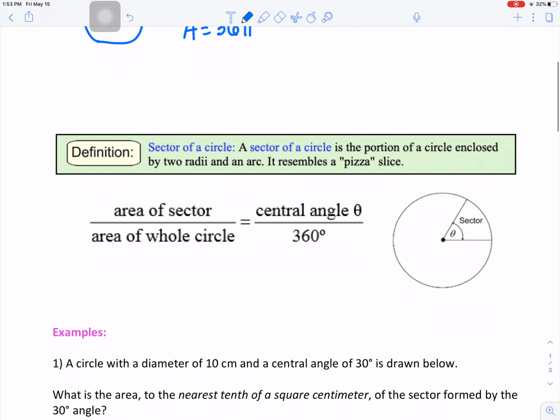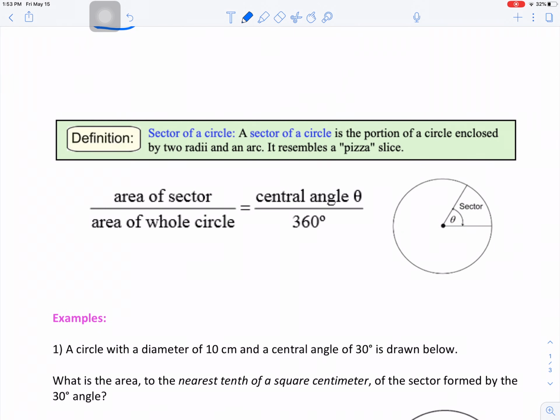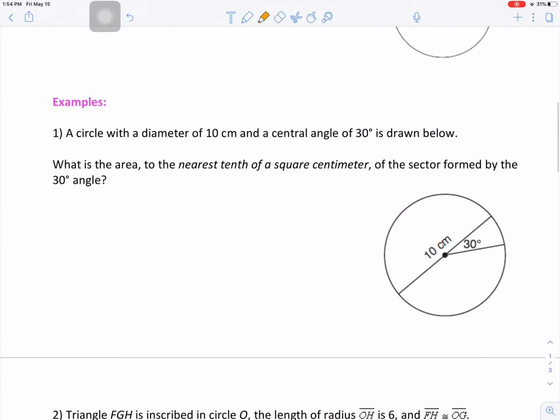A sector of a circle is a portion of a circle enclosed by 2 radii and an arc. It has to be a central angle, and it resembles a pizza slice, okay? So we did length of a sector already, so you know what a sector is. Now we're talking about the area of a sector. We want to know how much space is taken up in there. It's just a piece of the circle. And you're going to use the same proportion that we used before, except now we're doing area of the sector over the area of the whole circle is the central angle over 360. So this stuff is the same. There's really not much more to teach you on that.